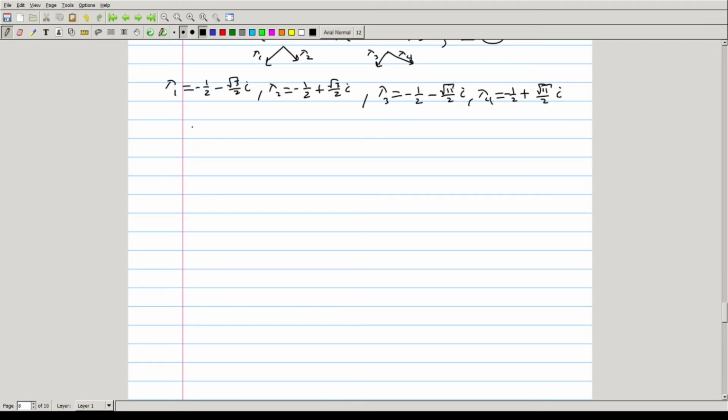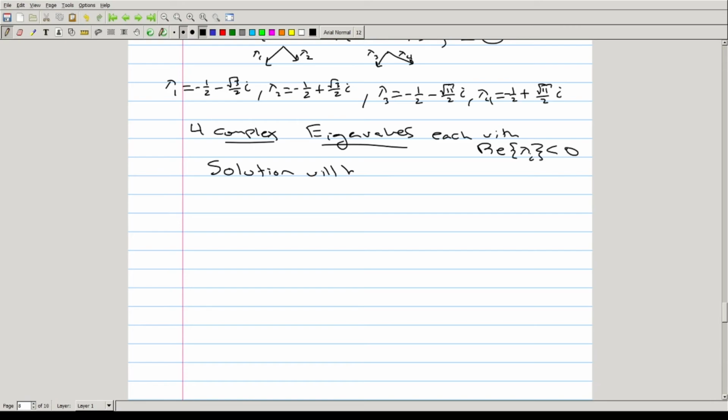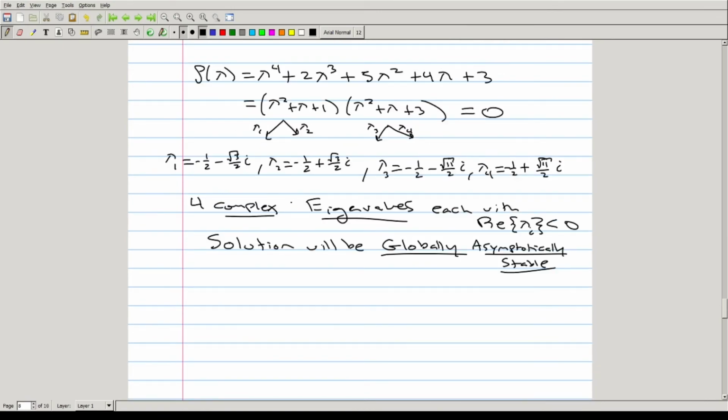So we have 4 complex eigenvalues, each with the real part of the eigenvalue less than 0, and they're actually equal, negative 1/2. And therefore, our solution will be asymptotically stable. Specifically, we'll say it's globally asymptotically stable, due to the fact that the real part of each one of the eigenvalues is negative.